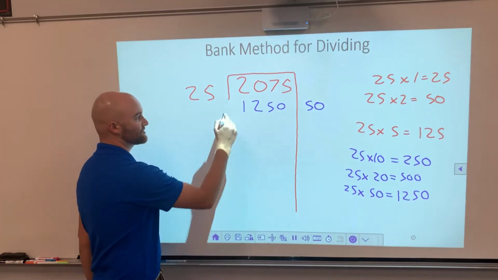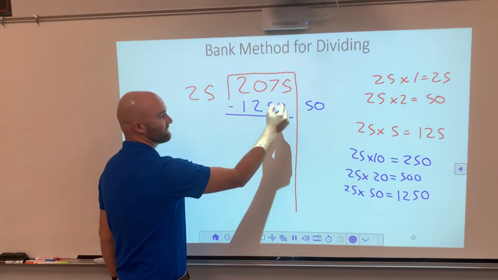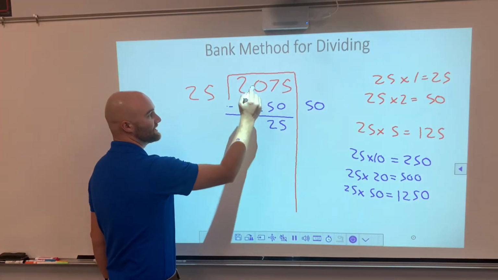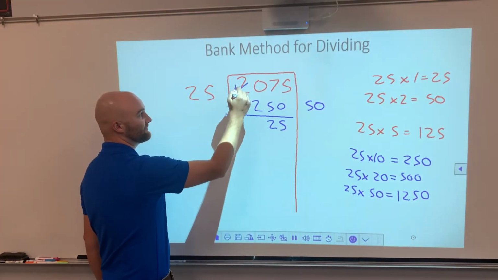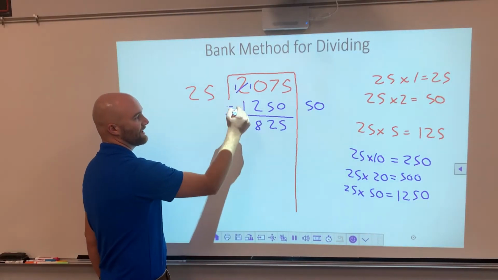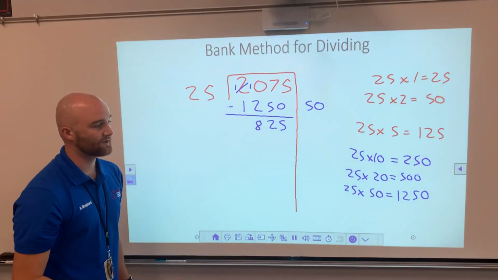Then I'm going to do my subtraction. 5 minus 0 gives me 5. 7 minus 5 gives me 2. 0 minus 2 I can't do, so I have to borrow. 10 minus 2 gives us 8. And 1 minus 1 gives us nothing, so 825.